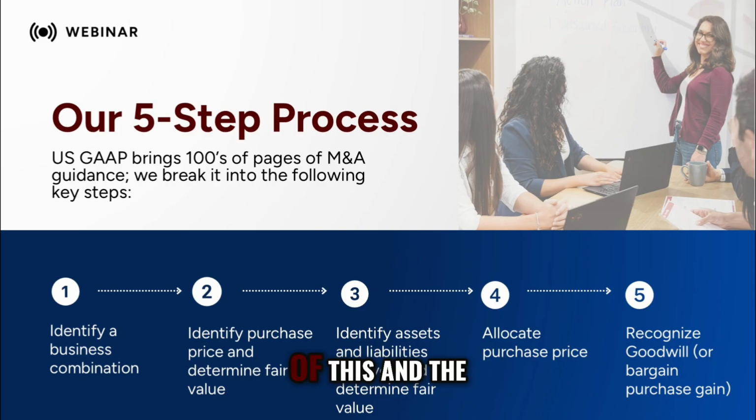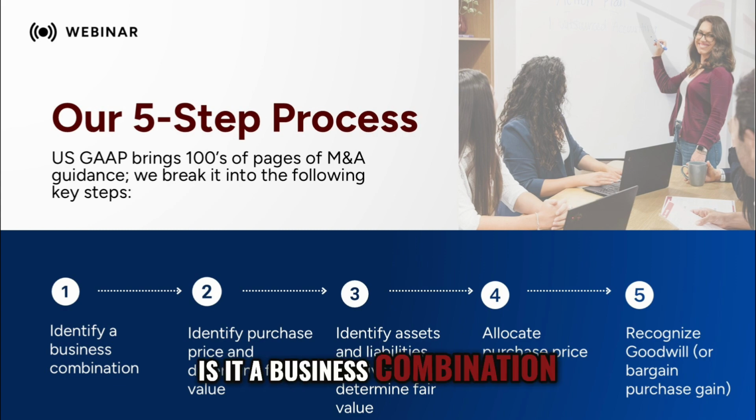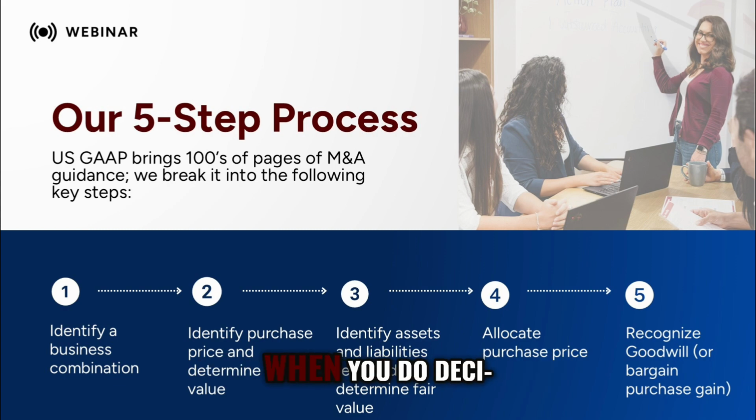So for the purpose of this, the way that you should think about accounting for a business combination, we try to break it down into five simple steps, right? First off, the question being, is it a business combination? The second step is when you do determine that it is a business combination under US GAAP, you have to figure out what you pay for it, right? So, do you pay cash? Are you paying other items as part of the transaction?